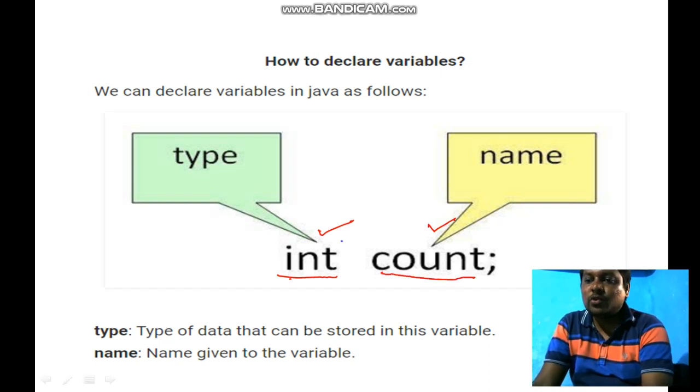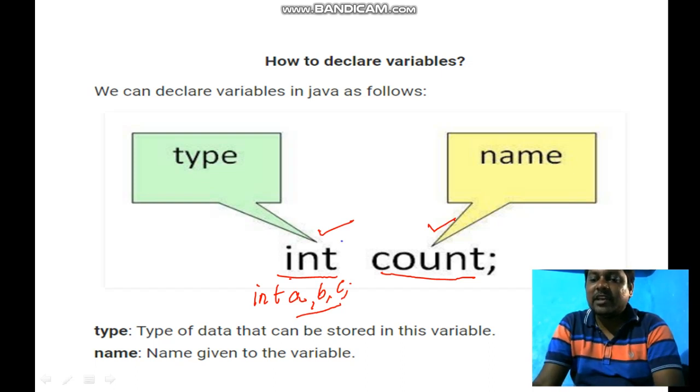If you want to declare multiple variables in one line, you have to give int, for example, variable name comma variable name comma variable name. So here I declared three different variables. Like that we can declare multiple variables. Okay, now we saw how to declare a variable.